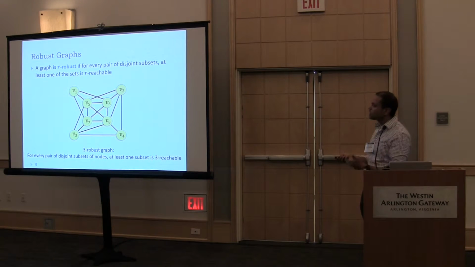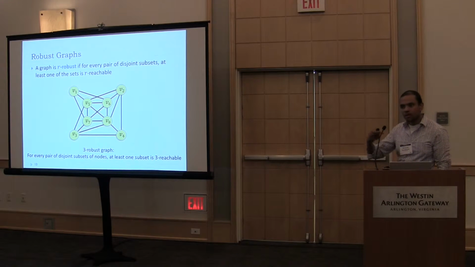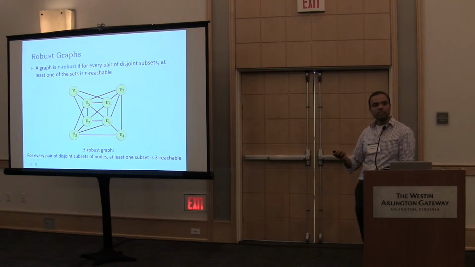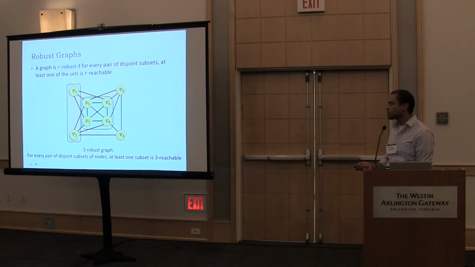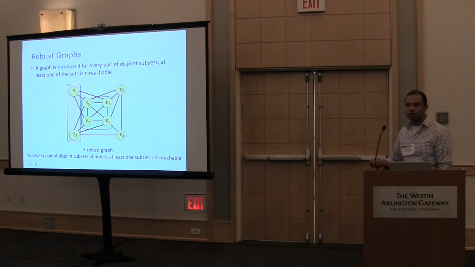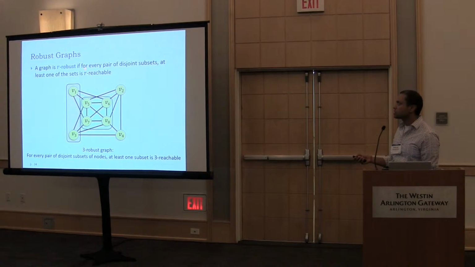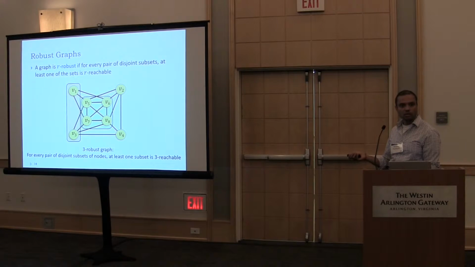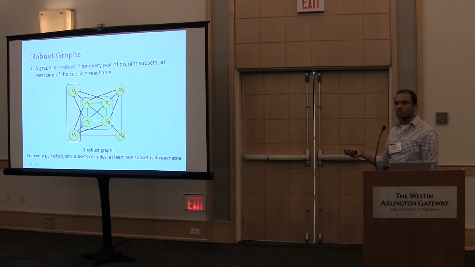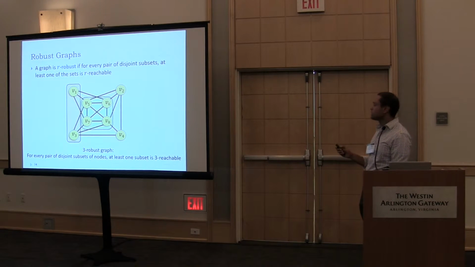So this R reachability is going to characterize the fact that no matter how you choose 2 different sets, one of the sets is going to get pulled towards the other. So in this graph, for example, no matter how you choose 2 different subsets, at least one of the sets is going to have a node that has 3 neighbors outside. So this graph is R robust, 3 robust. Is that clear? Is the definition clear? Okay. Any questions about it?